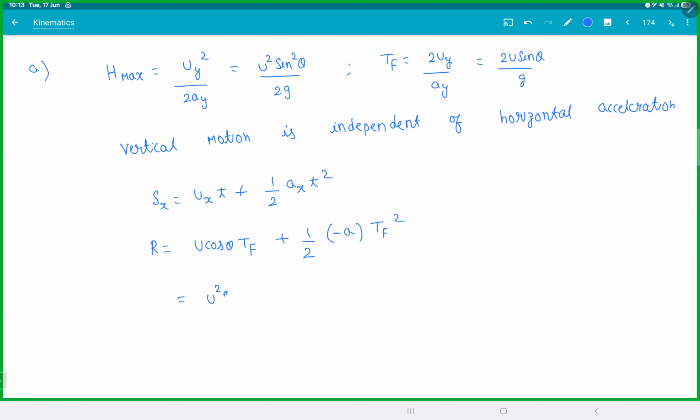Substitute here. This will be u square sine 2 theta by g. This will be a regular range. This will be a by 2 times 4u square sine square theta by g square. You can leave it here. You can't simplify it further. This is your range. You can cancel that 4 and 2 also, and you will get 2a.